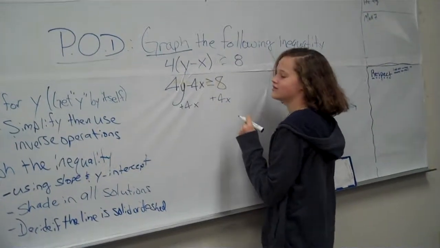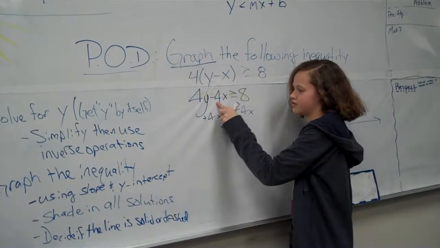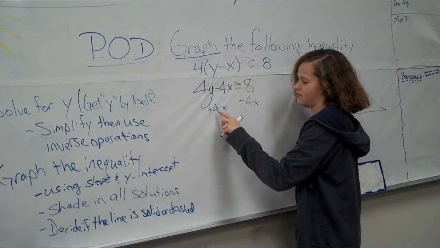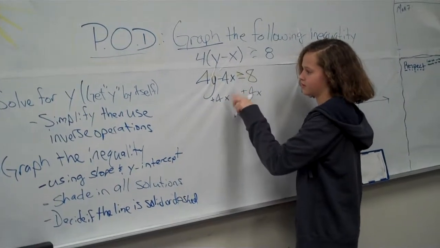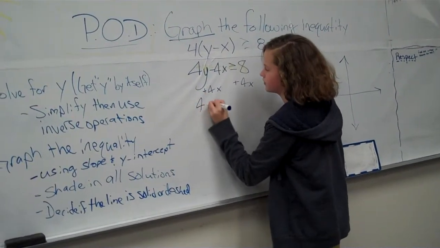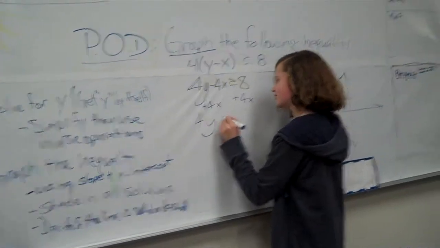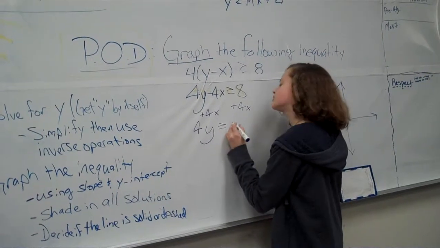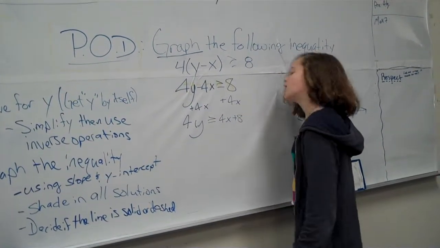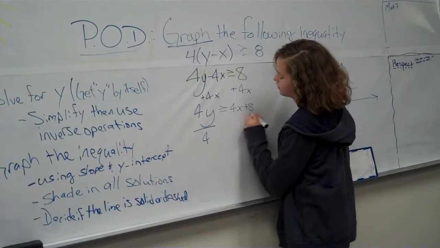Because you do the inverse operations, because the 4x is being subtracted. So if you add it, you have to do the same thing to both sides. On this side, if you add it, it cancels out, and then it lands on this side, so it would be 4y. And then I divided by 4 because you want to get the y by itself.